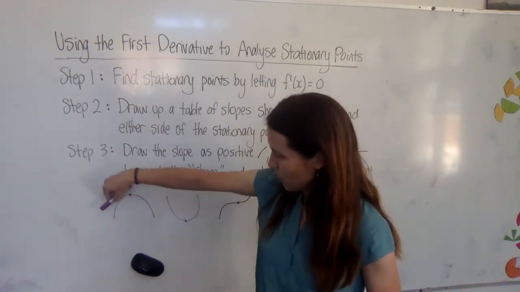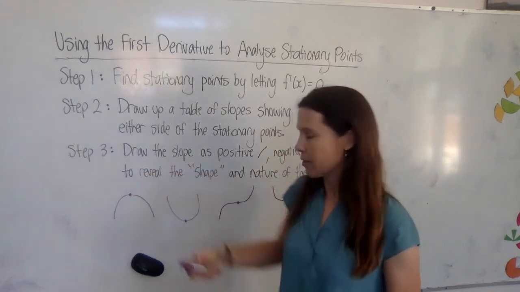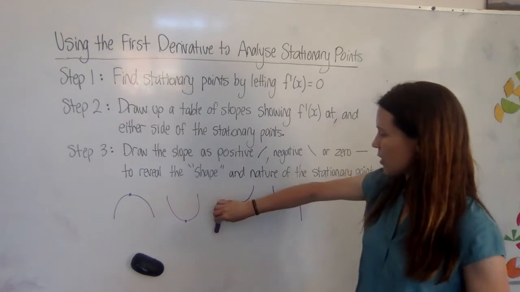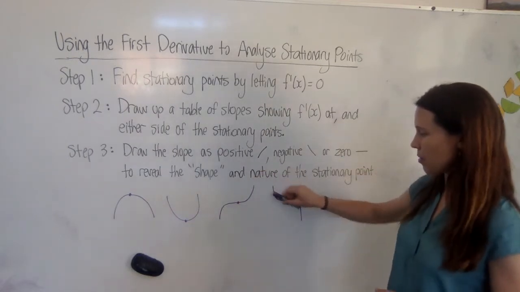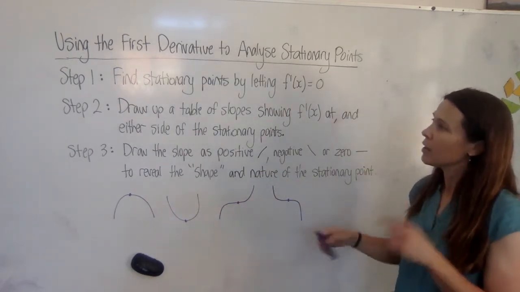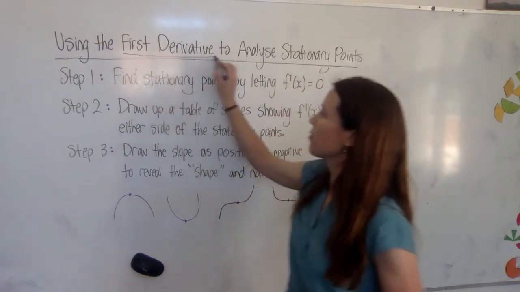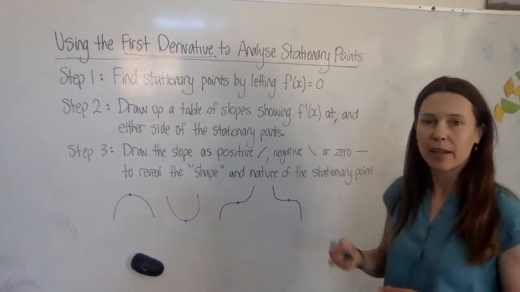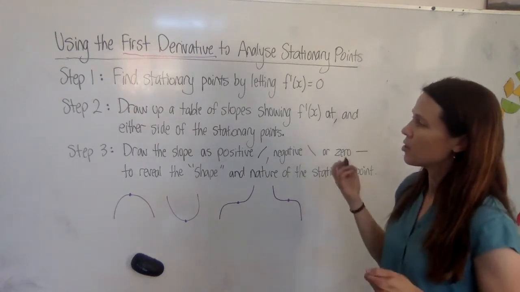Now, having a look at what we've got here, the gradient on this side, to the left of this one, is positive, but on this side it's negative. Here we have negative followed by positive. Over here, it's positive all the time, and this one is negative all the time. So we're going to use the first derivative, which is our gradient formula, to analyse our stationary points and see which one we've got. So 3 steps here.